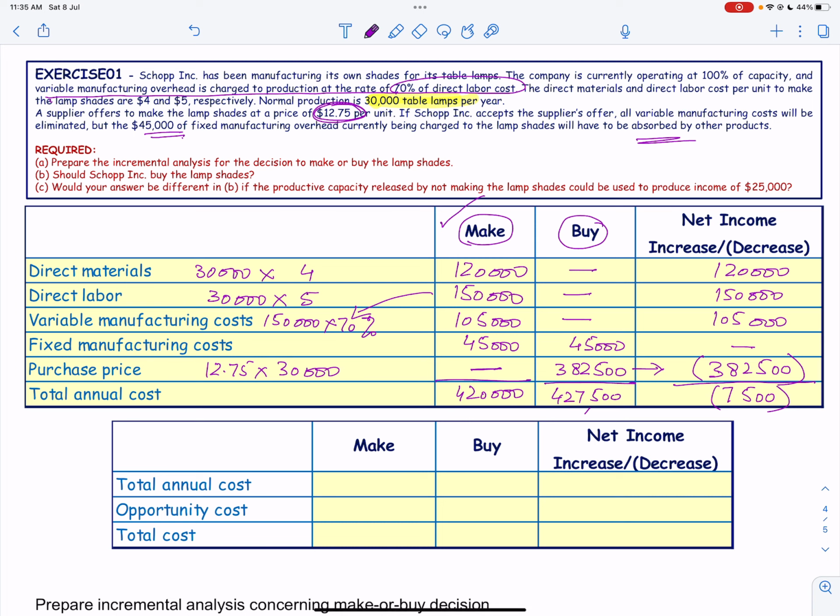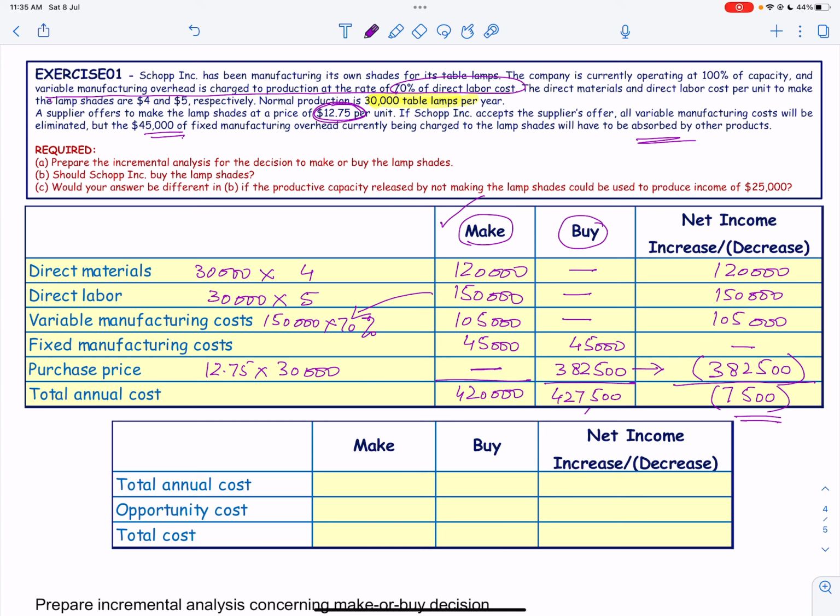So the company should not purchase the lampshades as indicated here. You can see that the company is going to make a loss, the profits is going to decrease by 7,500, or we can say that the cost is going to increase by 7,500.